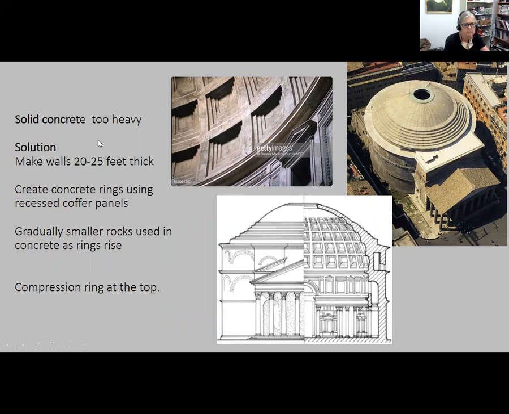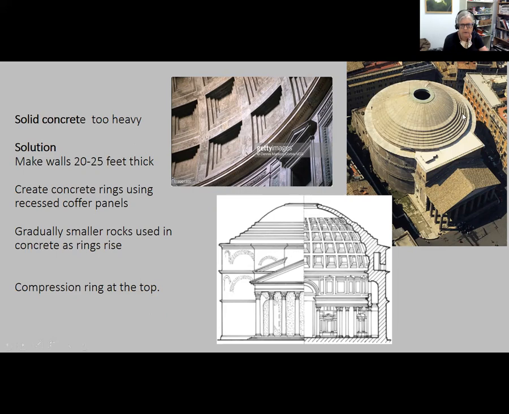And then when they're making the concrete, concrete will have pebbles in it. And what they did was, as the rings rose up, they gradually used smaller and smaller rocks in it. And then when they got to the compression ring at the top, so that it wouldn't be too heavy but would serve its purpose, they kind of broke up pottery, clay pottery, instead of using rocks in it.